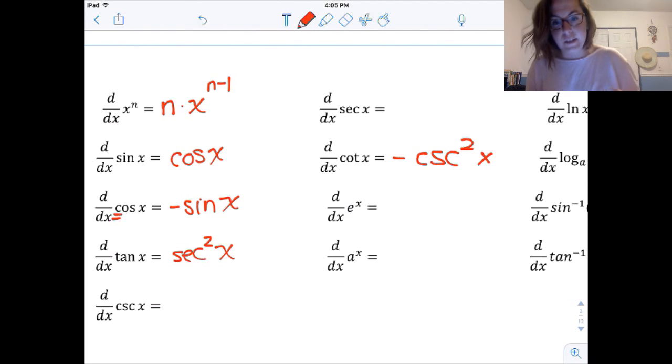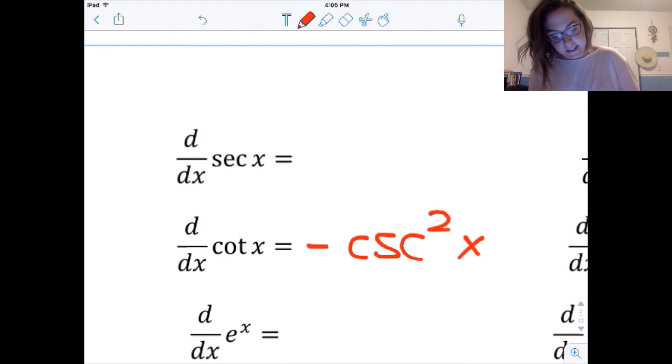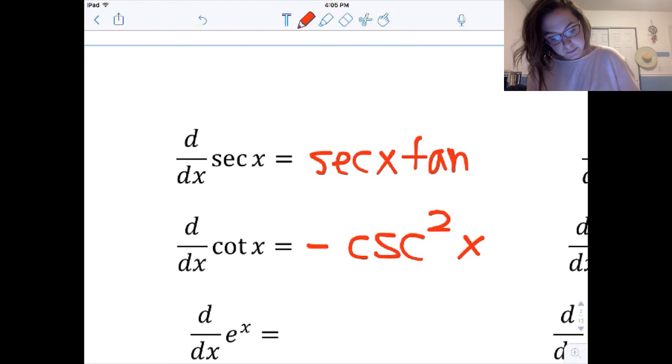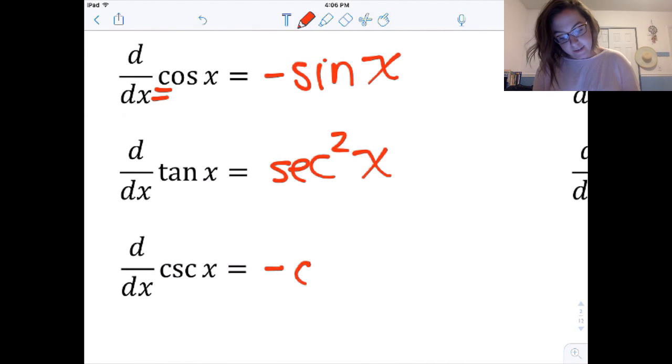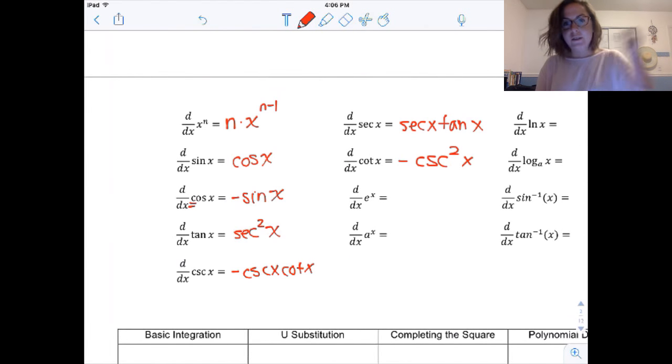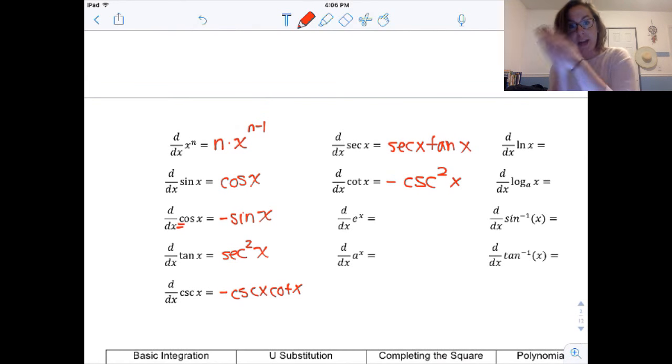So derivative of secant is secant x tangent x. And derivative of cosecant x is negative cosecant x cotangent x. So again, patterns to look for. Your cofunctions go together, and anything with a c as your starting function will have a negative derivative.